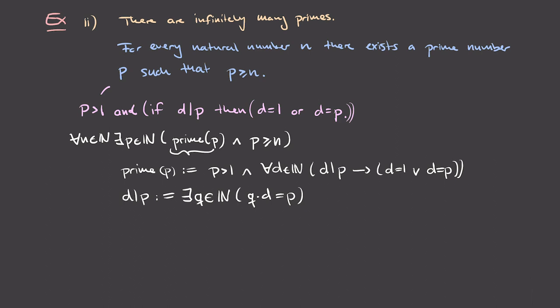Now, if you wanted, you could plug in this definition of being a divisor in this formula here, and then you could plug in this entire formula with that plugged-in divisor formula into the predicate prime p, and this would give you a huge first-order logic formula that expresses exactly this statement that there are infinitely many primes. But it's much clearer if you separate things out like this and define certain predicates and so on.